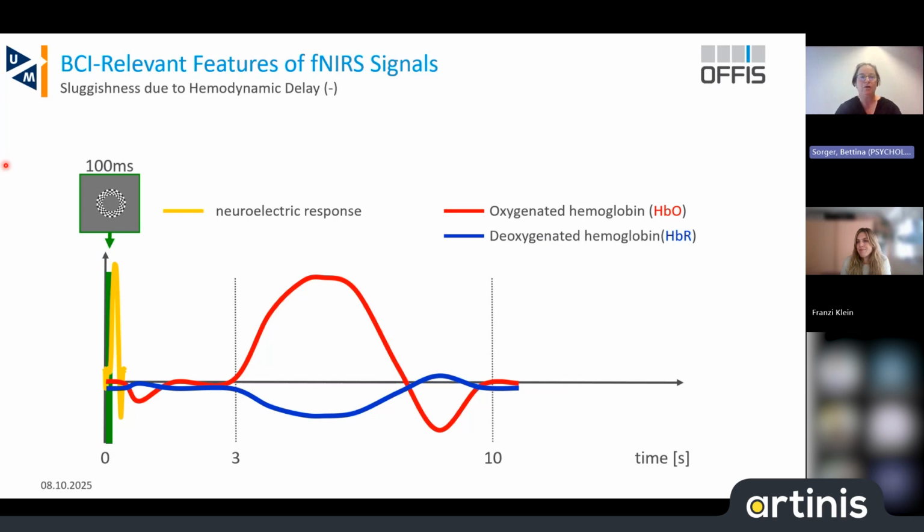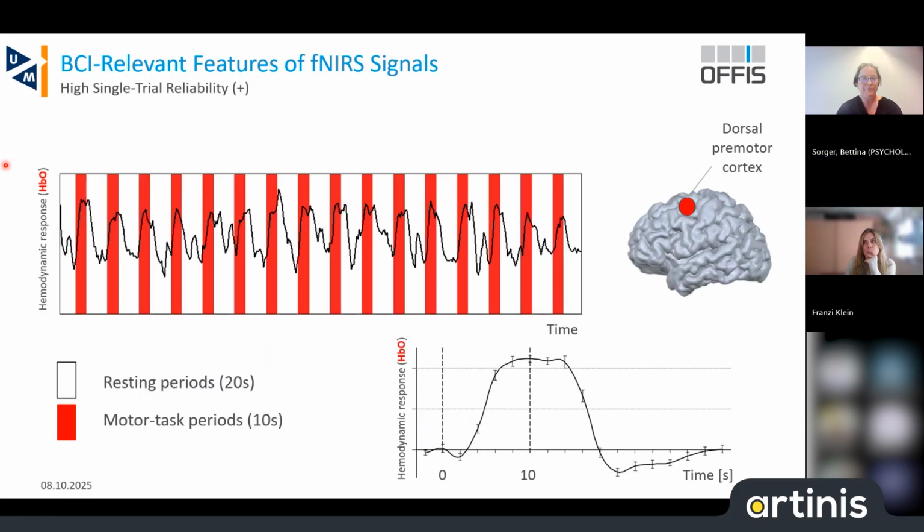We have to take that into account when constructing our BCIs, especially interaction BCIs, because it will take time. A positive point is the high single trial reliability of fNIRS signals, of hemodynamic signals in general. What you see here is a very easy experiment, a motor imagery, with the time course extracted from the dorsal premotor cortex. White phases are resting periods of 20 seconds, and the red phases are the motor task periods. And you really see nicely that at every single trial, we see a response.